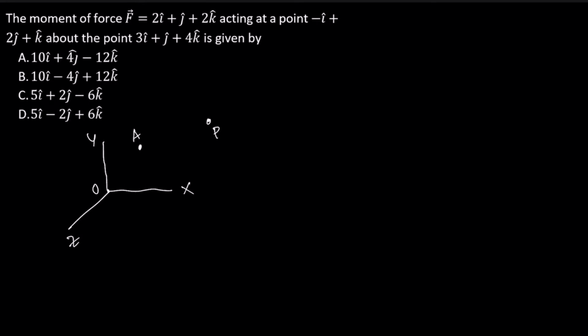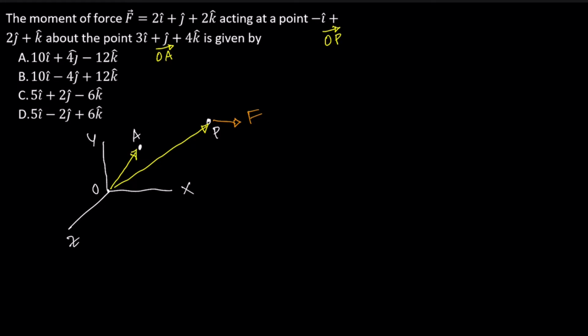So this is OA and this is OP. So we are given the OA vector, which is the second one. We want the torque about A, and the OP vector is locating the point of application of force. So this is where the force is getting applied, in some direction, but we don't have to worry about that. That's the force.